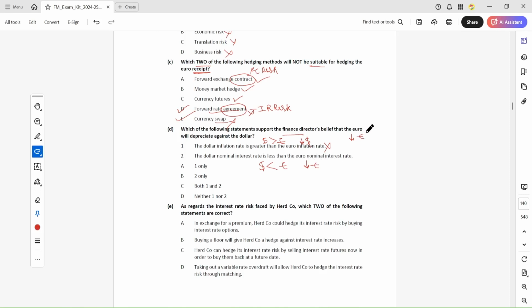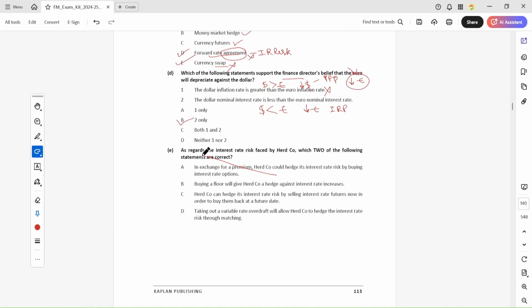So in which case will the euro depreciate? This is the question. The second only. This is purchasing power parity, and this is interest rate parity theory.